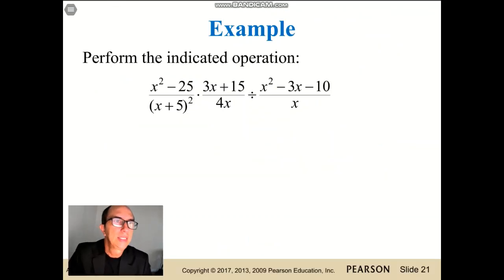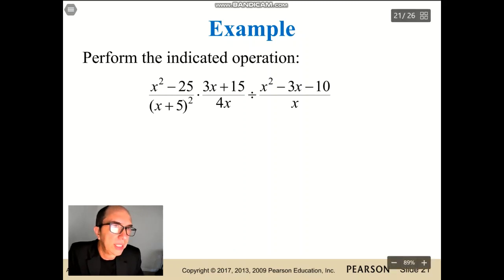Now let's work this example. Perform the indicated operation. x squared minus 25 over x plus 5 squared, times 3x plus 15 over 4x, divided by x squared minus 3x minus 10, all this expression over x. Let's factor out whatever we can to simplify.